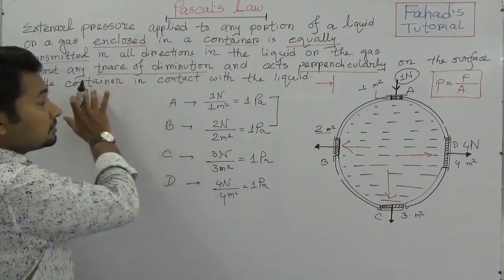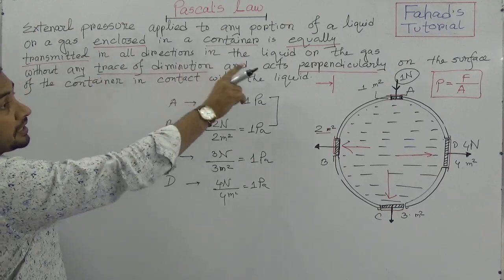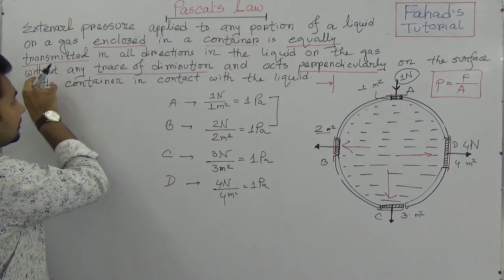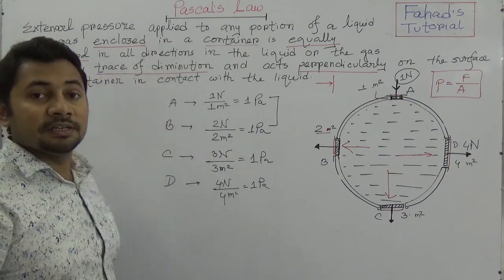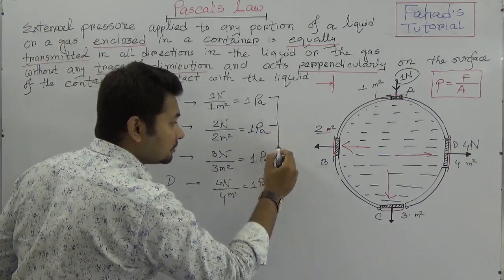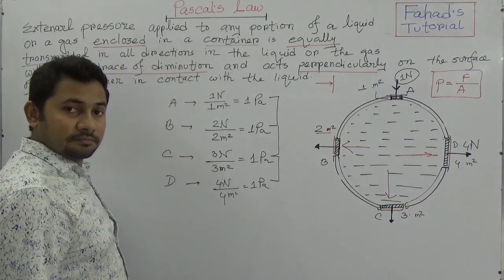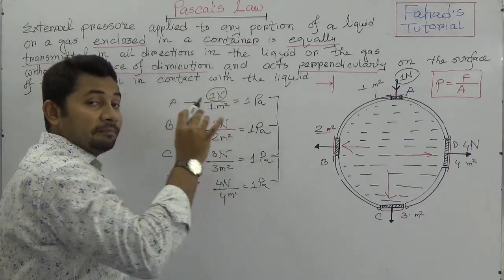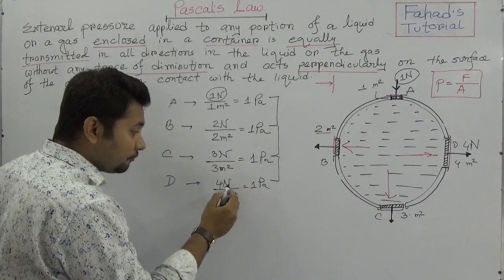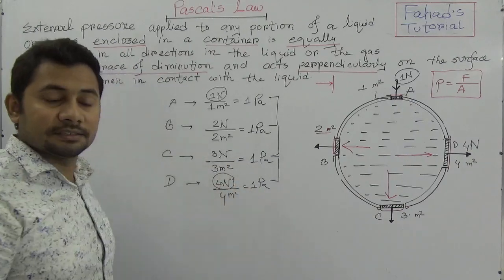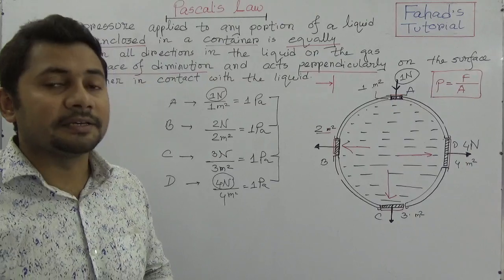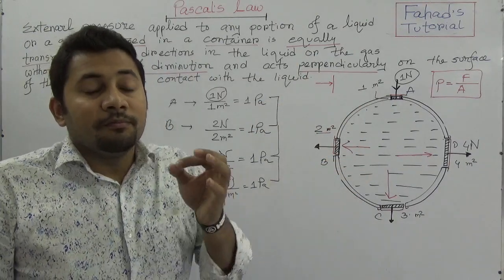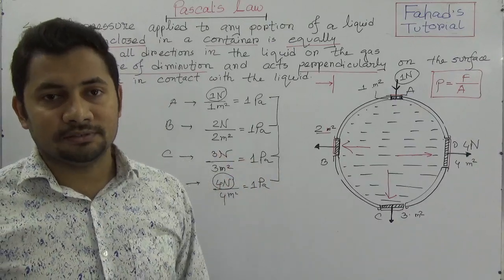This is because, according to Pascal's law, the pressure should be without any trace of diminution. That means the pressure should remain the same in all pistons. So 1 newton was applied, but we got 4 newton exerted. That is why, according to Pascal's law, force multiplication is going on.